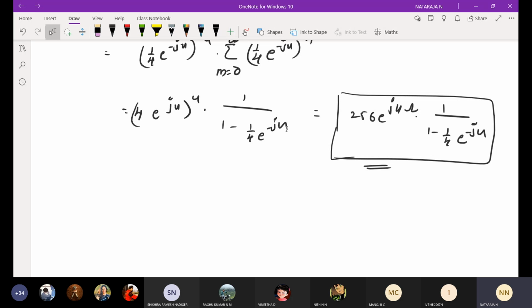Find the DTFT of the signal. x of n is equal to a to the power of magnitude of n, where magnitude of a is less than 1. a to the power of magnitude of n: magnitude of n means plus or minus n. First you take minus n. a to the power of minus n lies between minus infinity to minus 1, and a to the power of n lies between 0 to infinity.